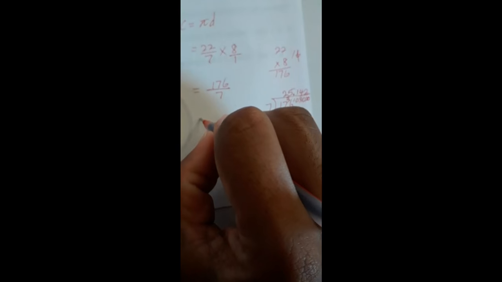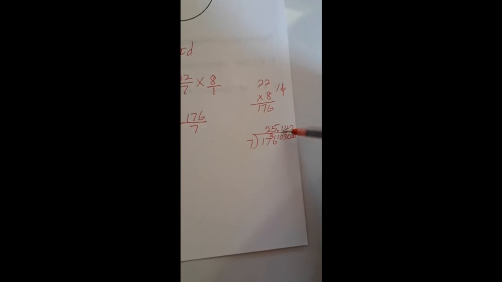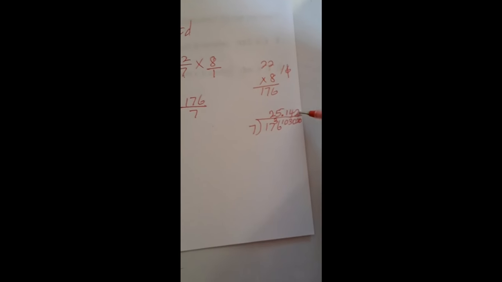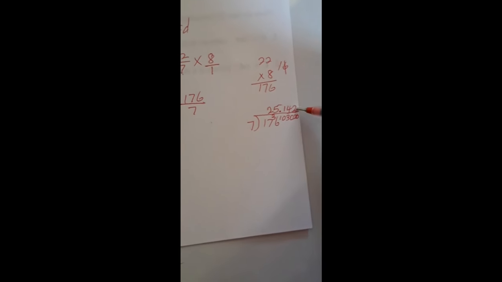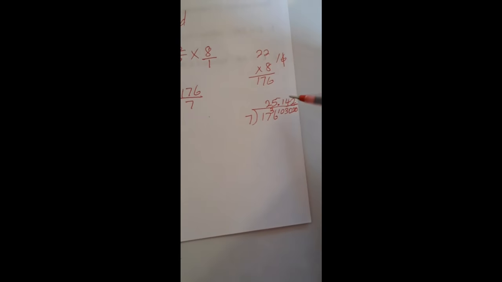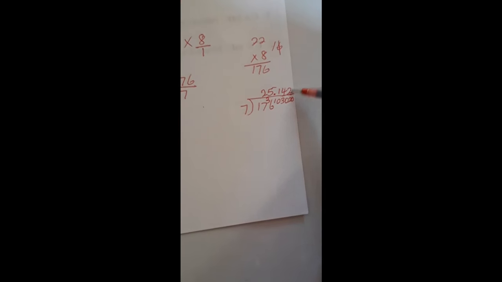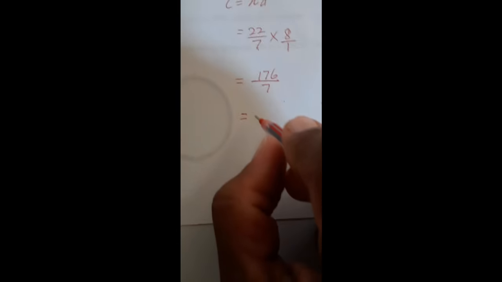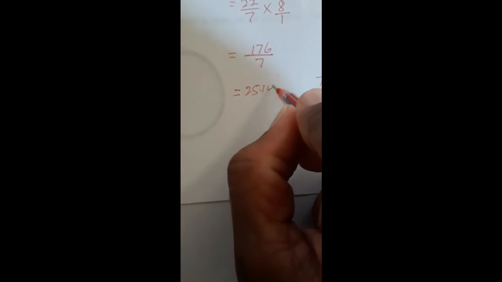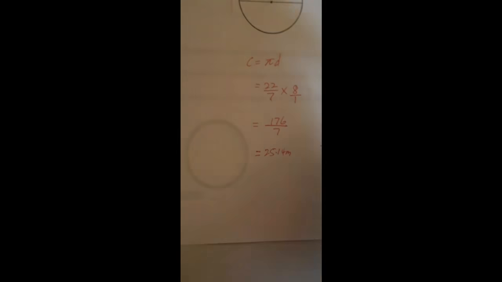2 is good enough. Whenever you like to write your answer to 2 decimal places, you always have to get 3 decimal places. And you need to look at the third number. If that number is less than 5, we don't need to add anything there. If the third number is 5 or more, then that's when we need to add 1 there. So since this number is less than 5, our answer will be 25.14 meters. Good. Let us now look at another example.